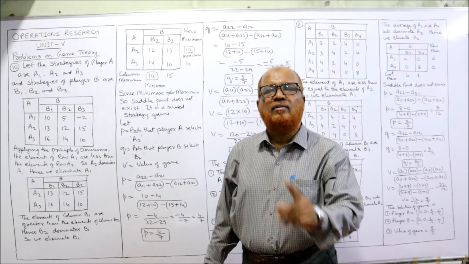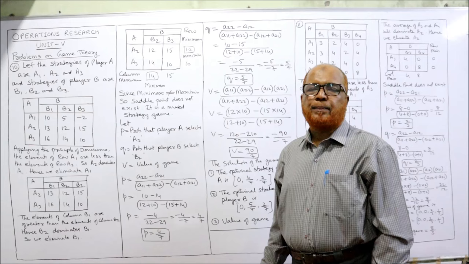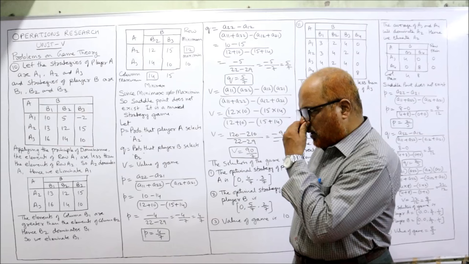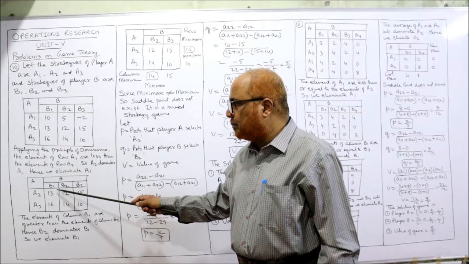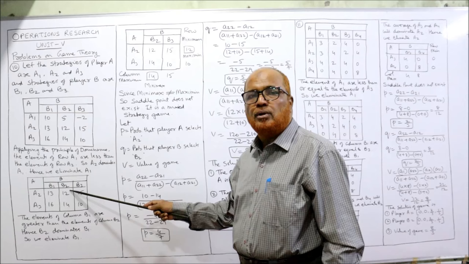In column, we will have minimizing player. He will keep the minimum and eliminate the maximum. Now, if you compare 12, 13, 13 is more. And 14, 16, 16 is more. That means the elements of column B1 are greater than the elements of column B2. B2 dominates B1 because B player is a minimizing player.